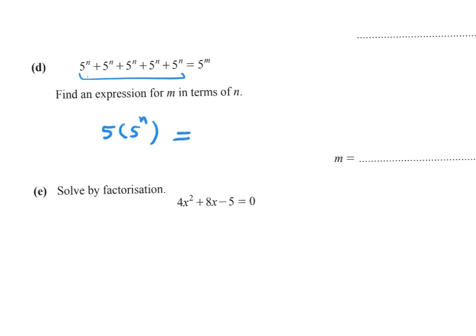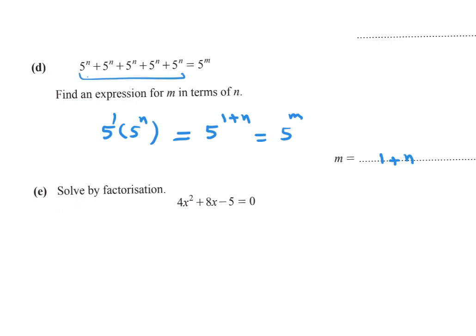This means 5 power 1 times 5 power n, so 5 power 1 plus n, because we have to add the power when we multiply. This equals 5 power m. Now base equals base, so power equals power, so m equals 1 plus n or n plus 1.